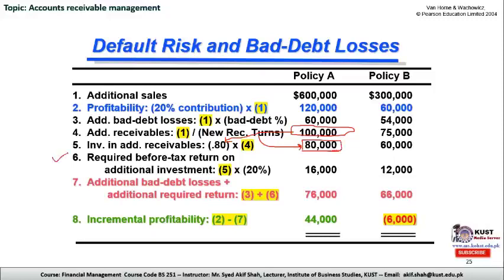In step number 6, we have to calculate the required before tax return on the additional investment of 80,000. So we multiply step number 5, which is 80,000, with the required before tax return, and as we know, the opportunity cost or pre-tax return is 20%, as we are continuing the same example as we have done in a couple of previous lectures and in this lecture as well. So if you multiply 20% with 80,000, the required before tax return on additional account receivable is $16,000.